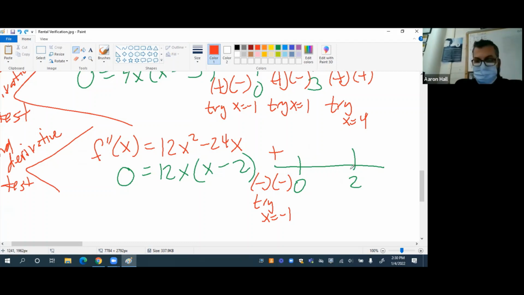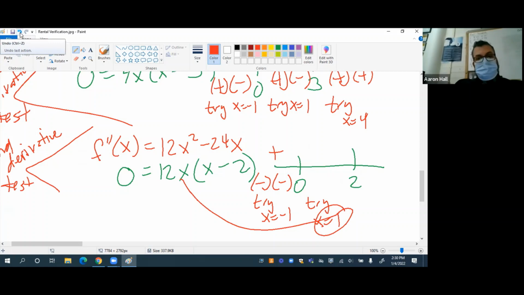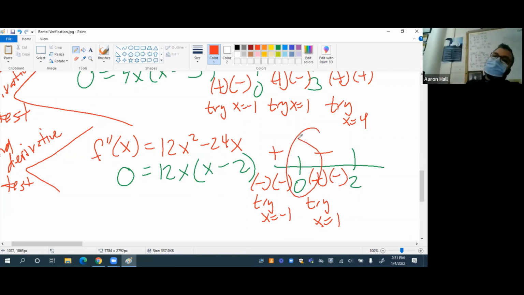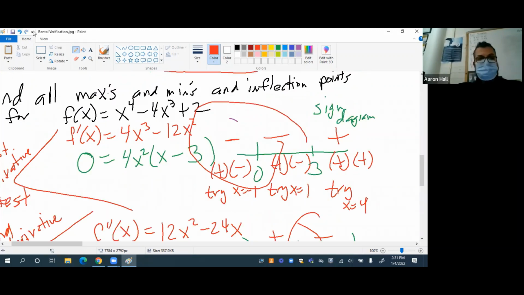Okay, let's try x equals 1. When I plug in 1 here, what does this become? Positive or negative? Positive. If I plug it in here, negative. What's a positive times a negative? Okay, which means that x equals 0 is what? An inflection point, right? We already found that it's an inflection point, but we just found it again.